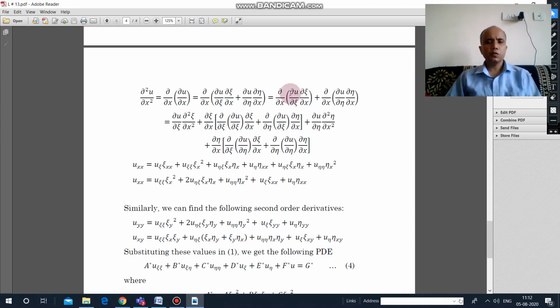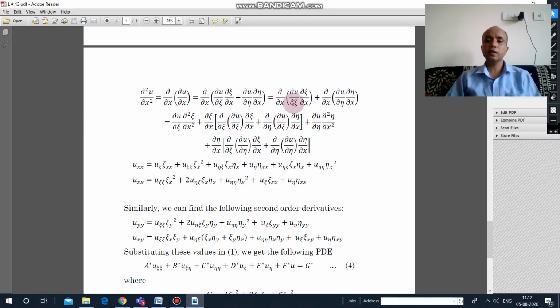Means first you will differentiate it with respect to ξ and ξ with respect to x, then you will differentiate it with respect to η and η with respect to x. So I have done the same thing here. Look at this. First you will differentiate it with respect to ξ and ξ with respect to x. Then you will differentiate this term with respect to η and η with respect to x. So this is the important thing which you have to understand, how we have calculated the derivative of ∂u/∂ξ with respect to x.